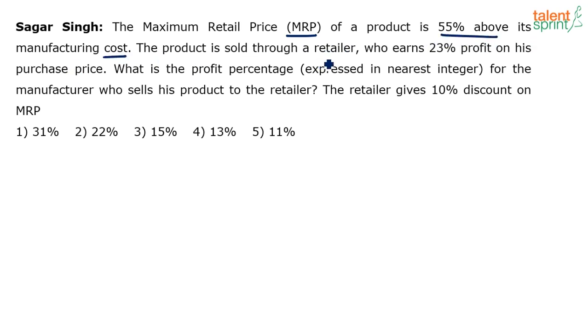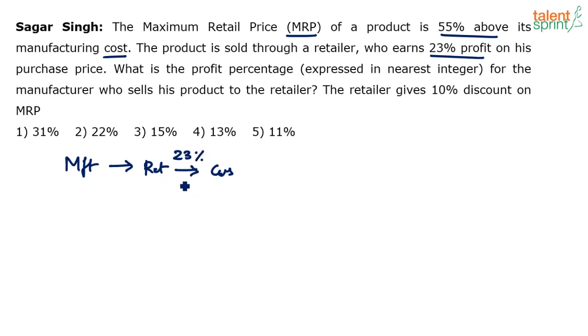Now this product is sold through a retailer. This product is not sold directly by the manufacturer. It is sold through a retailer. So from the hands of the manufacturer, the product goes to the retailer, and from the retailer, the product goes to the customer. It moves through these hands. So the product is sold through a retailer who earns 23% profit on his purchase price.